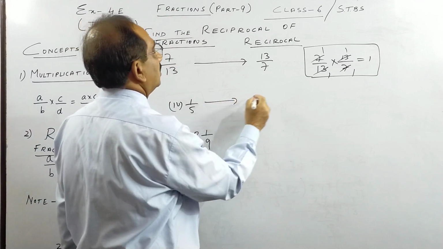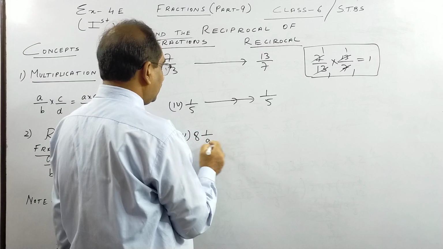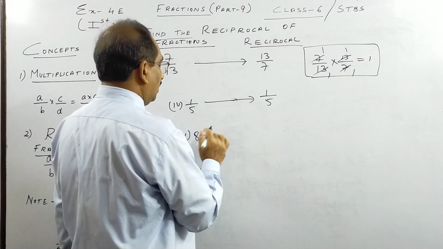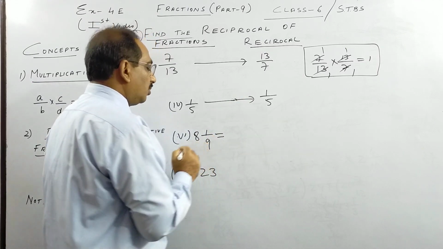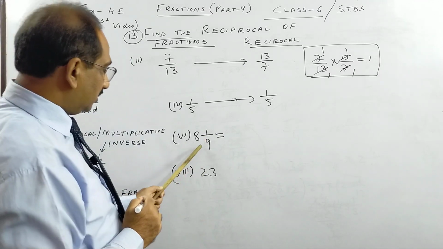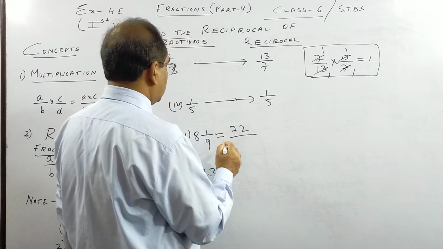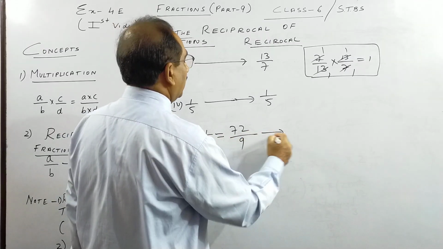So same way, this is 1 by 5. Okay. So this one, first children, you have to convert the mixed fraction into an improper fraction. 9 8s are 72 plus 1, 73 by 9.